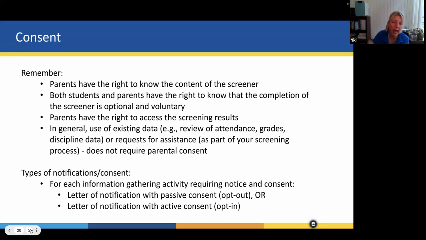Letters of notification with active consent: typically schools that are using screeners with more of those critical items that I described will do an active consent process. This means if you want your child to participate, sign this letter and send it back in. So those are the 2 types of consent. Whatever the district or school chooses to do, parents need to be provided with an opportunity to give consent for their child to participate in a screener as part of a universal screening process.